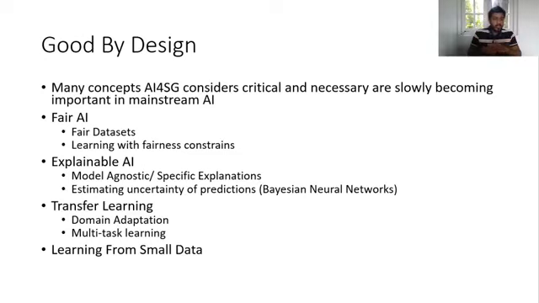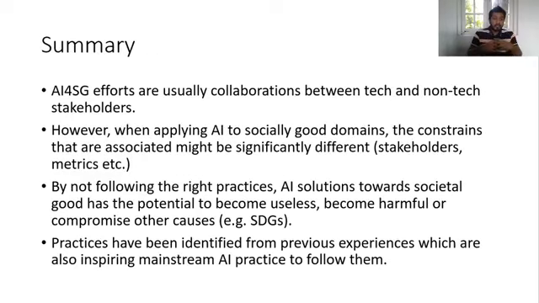And another interesting area is taking models that have been already trained with a lot of data and adapting them to a niche use case. So these are a few cases where now the values in AI for social good are becoming more and more important in mainstream AI.